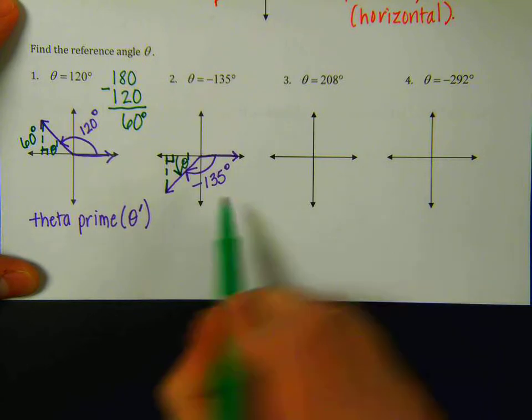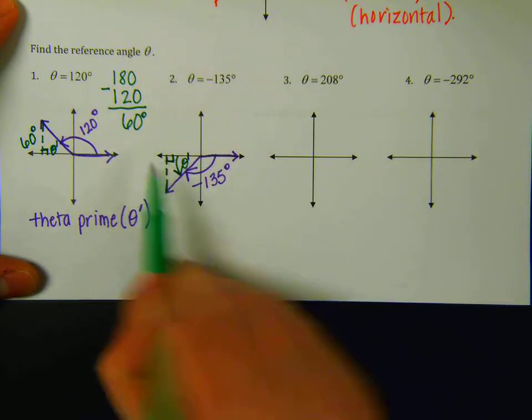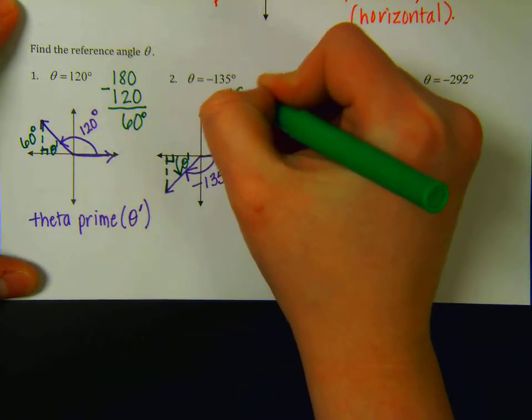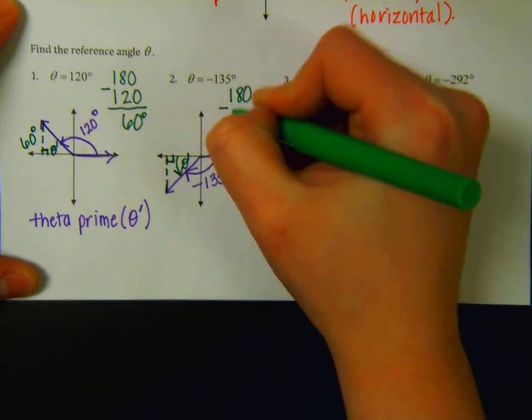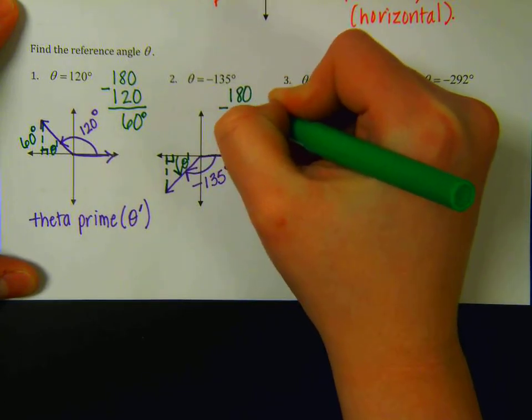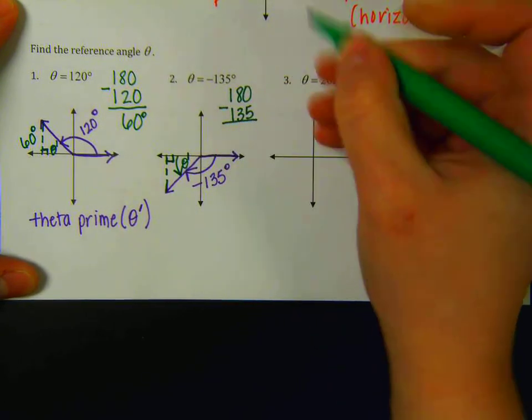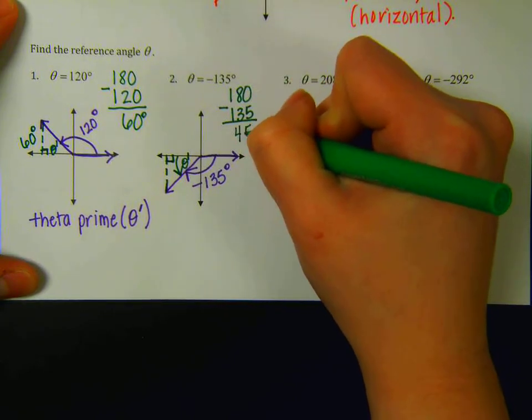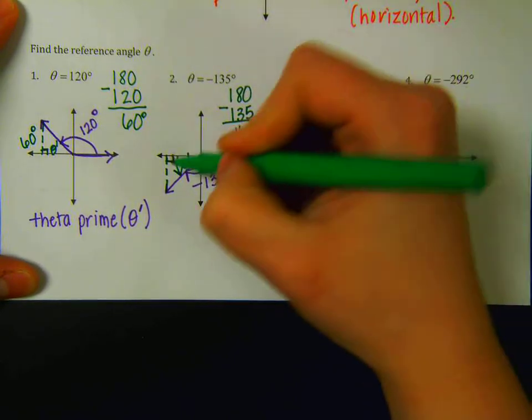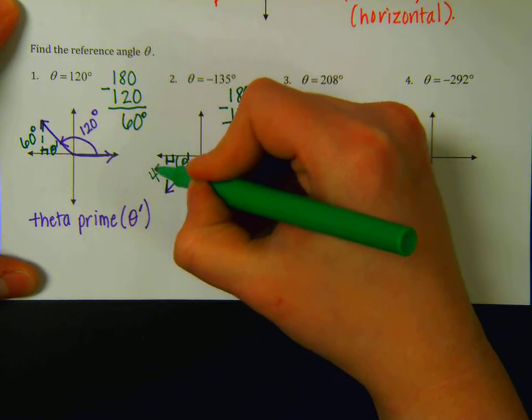To figure out this angle, it's still 180 degrees, so I'm going to take 180 and subtract my 135 degrees, which is 45 degrees. So this measure in here is 45 degrees.